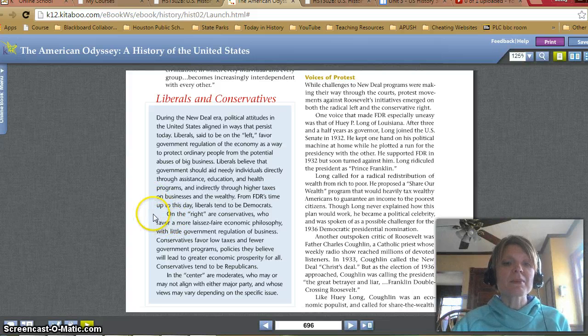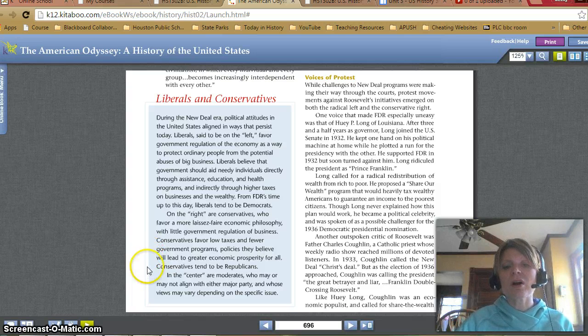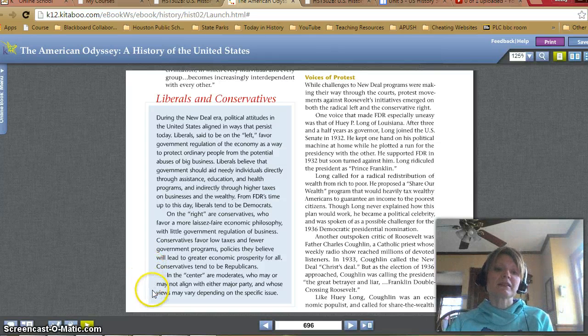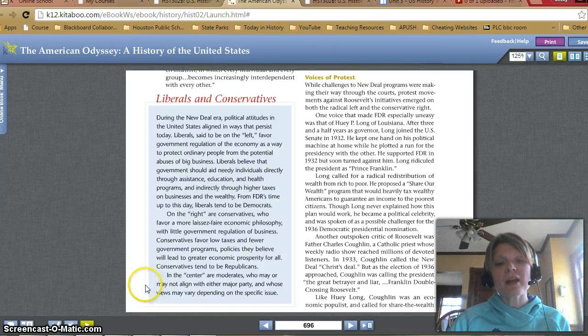From FDR's time up to this day, liberals tend to be Democrats. On the right are conservatives, who favor a more laissez-faire economic philosophy with little government regulation of business. Conservatives favor lower taxes and fewer government programs, policies that they believe will lead to greater economic prosperity for all. Conservatives tend to be Republicans. In the center are moderates, who may or may not align with either majority party, and whose views may vary depending on the specific issue.